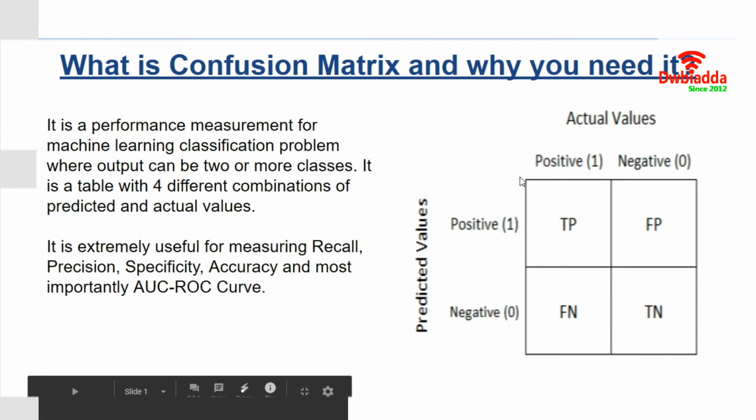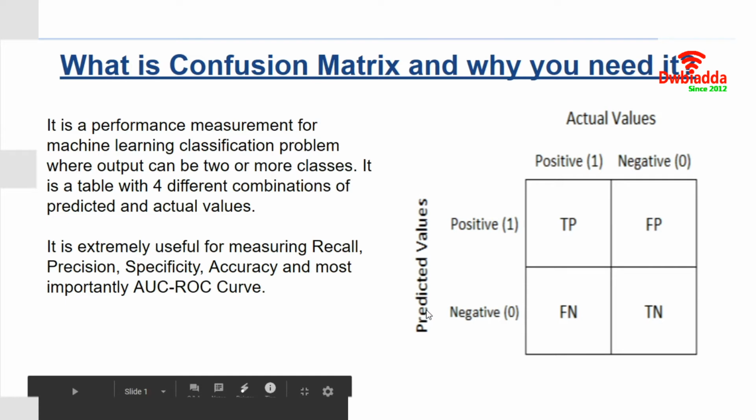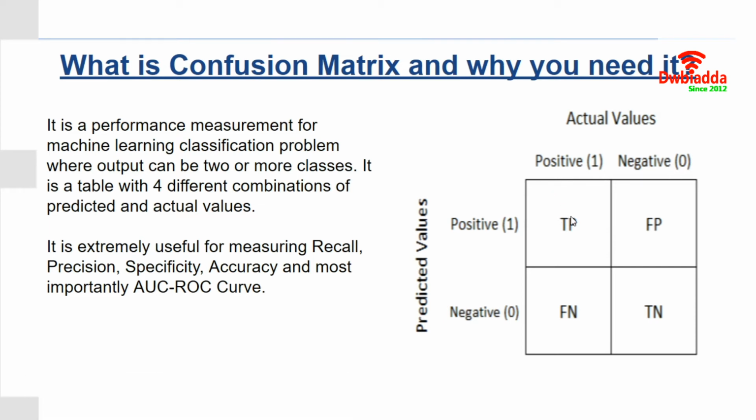On this side you can see the predicted values, and this is the actual result, right? So the predicted values which your machine has predicted, this is positive and this record is showing negative, and this is positive and this is negative. So how do we interpret it?